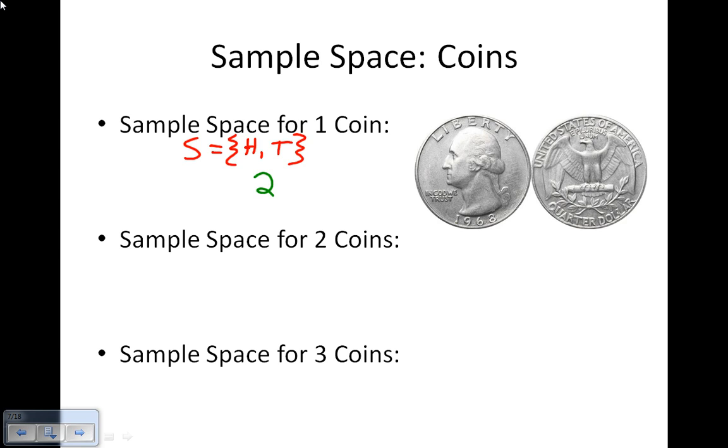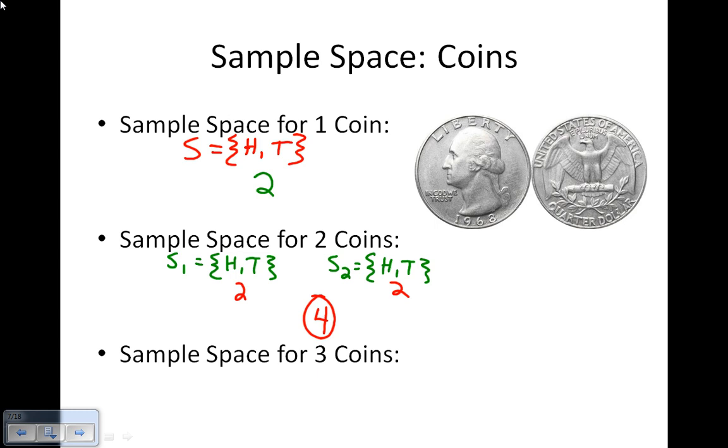Now, if I'm going to flip 2 coins, I have the sample space for my first coin, which can either be heads or tails, and I have the sample space for my second, which also can only be heads or tails. So I have 2 options for the first coin, and I have 2 options for the second coin. Just like we did on the last problem, if we multiply the sizes together, 2 times 2, I will get my overall size, which is a 4.